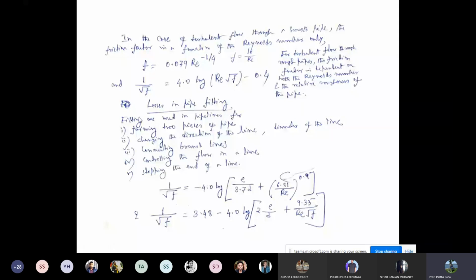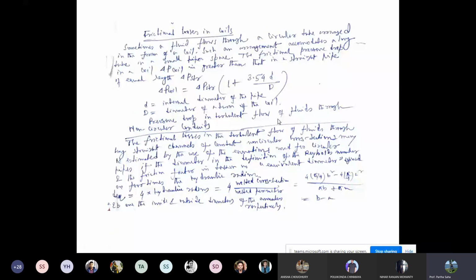Due to various reasons, pressure loss, pressure drop, and head loss occur in pipe fittings. These are a few of the reasons listed here. Let us look into the friction loss in coils. So far we have talked about straight pipes, whether smooth or rough, but sometimes fluid passes through coils.